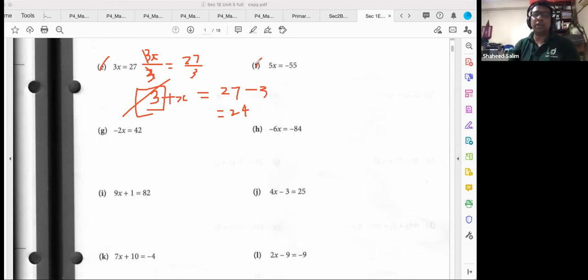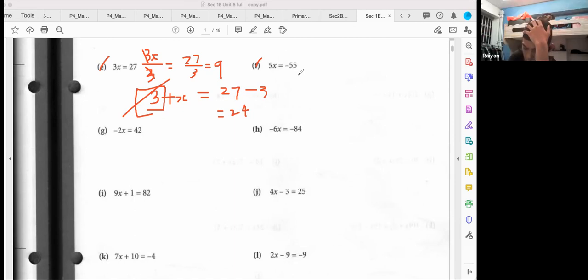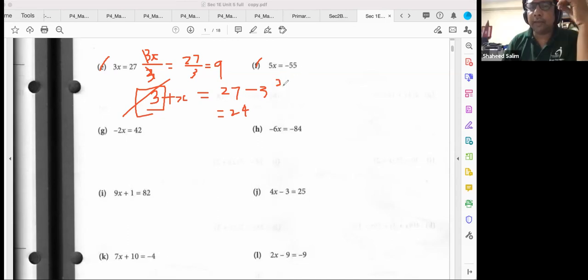Can you try F now? So this one becomes 9. X equals 9. Okay, what about this one? Is it negative? Is it x equals negative 11? Negative 11, yes, well done. X equals negative 11. You try G and H yourself. Try G and H until you are very, very sure.